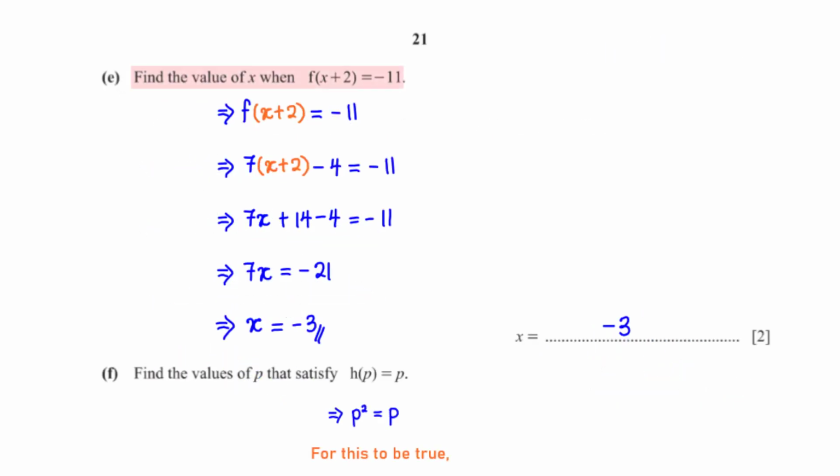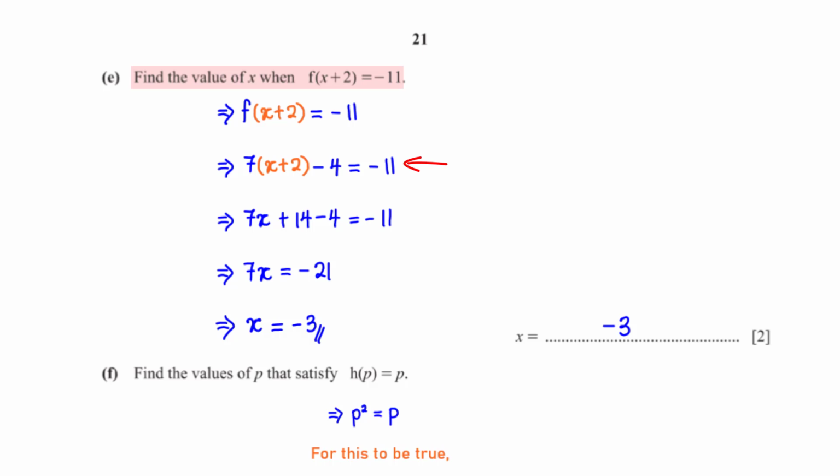Find the value of x when f of x plus 2 equals negative 11. To get f of x plus 2, we replace x with x plus 2 in f of x. This gives us 7 times x plus 2 minus 4 equals negative 11.